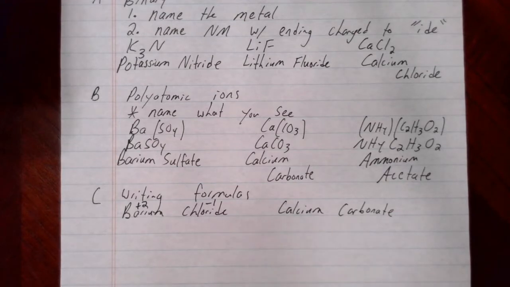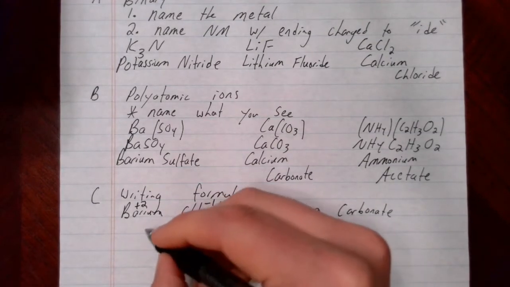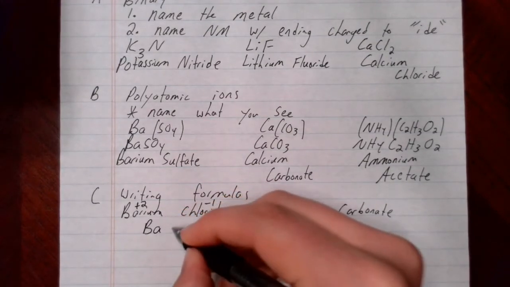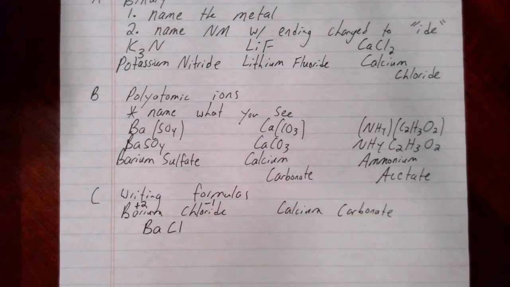Between rules 1 and 2, you can go ahead and write the symbols. The first good step is always to get the symbols down there. BaCl. Okay, that's good. We're on the right track. So I flip the charges and write them as subscripts. But I flip the absolute value of the charges, and you never write plus or minus down here.